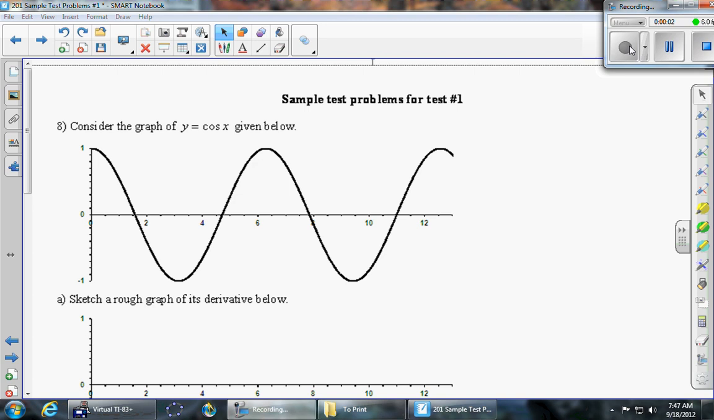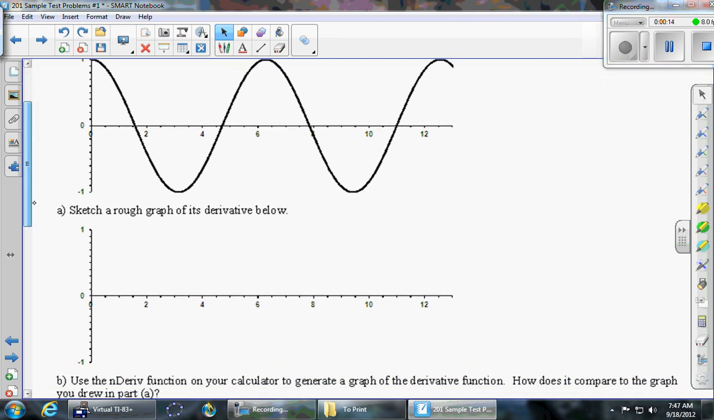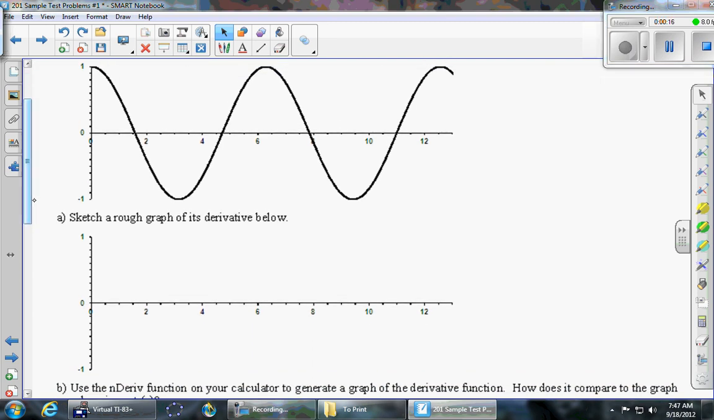This is problem number 8 from the sample test problems for test number 1. Consider the graph of y equals cosine x given below. A, sketch a rough graph of its derivative below. Let's see if we can get both of these on the screen at the same time.